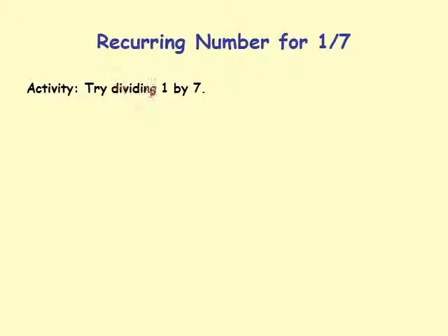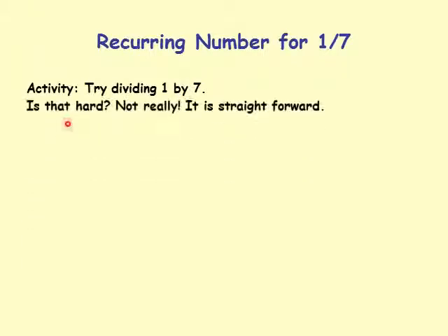Let's try dividing 1 by 7. Is that hard? It's not really that hard. You just divide by a single digit, and we just keep adding zeros after the decimal place. It's straightforward. And what's the quotient? Did you get that number? 0.142857 and continuing with the same numbers.